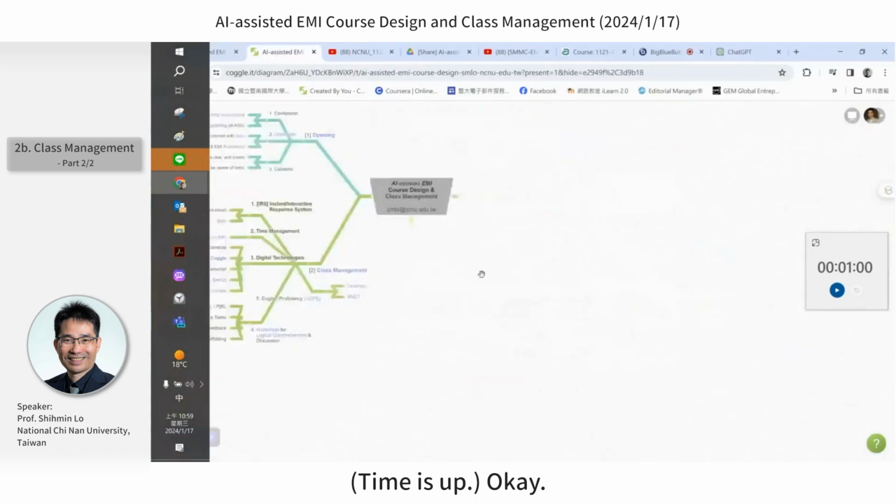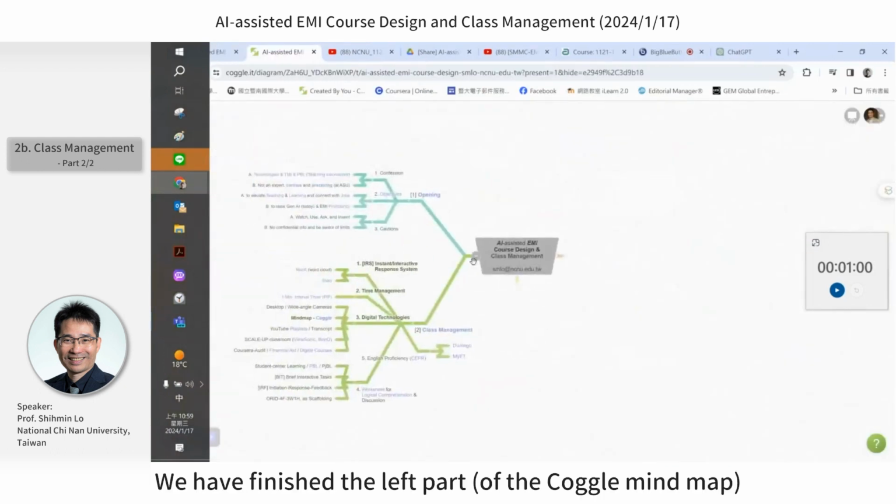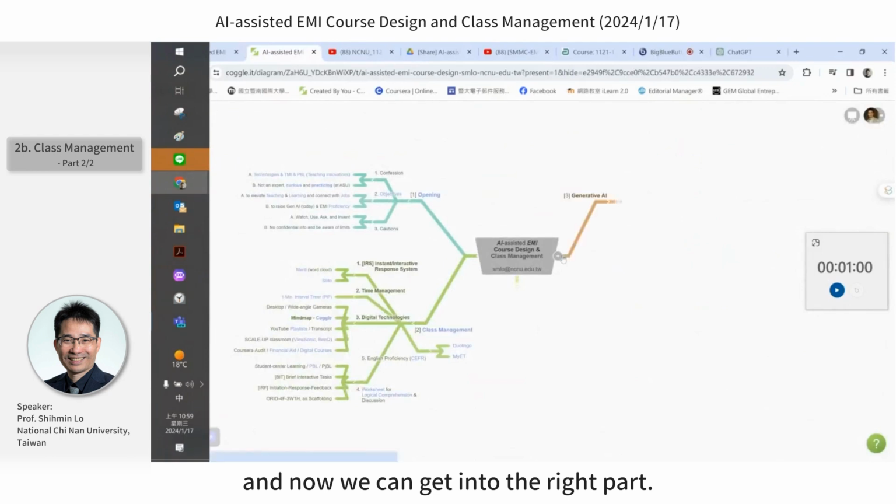Okay, so we have finished the left part, and now we can get into the right part.